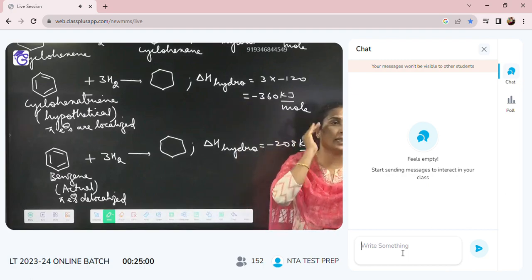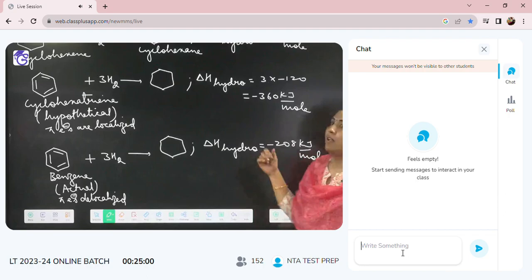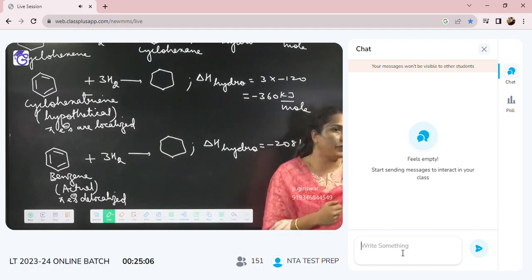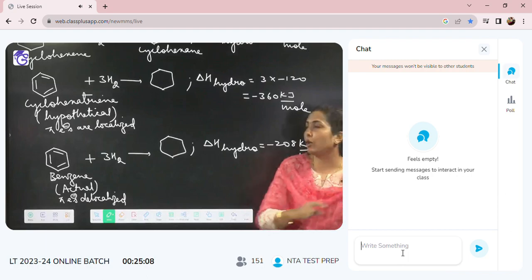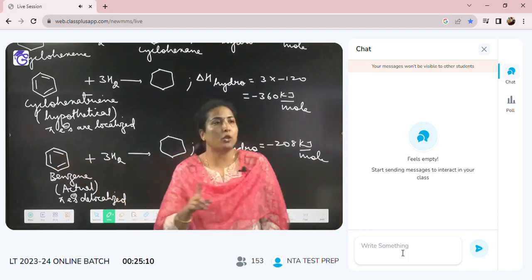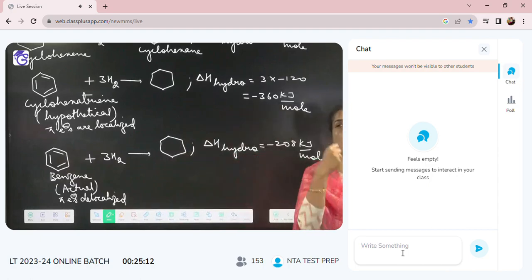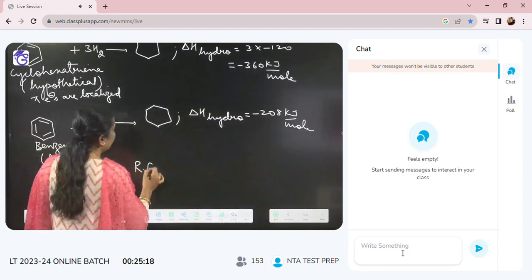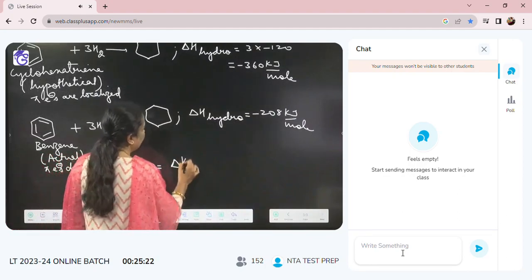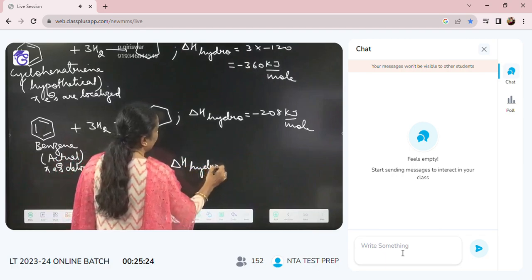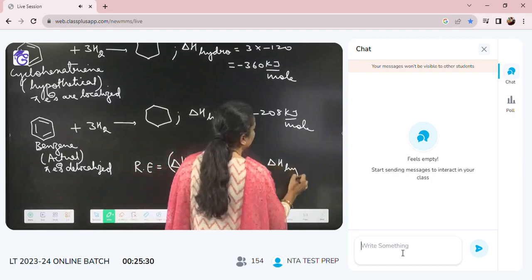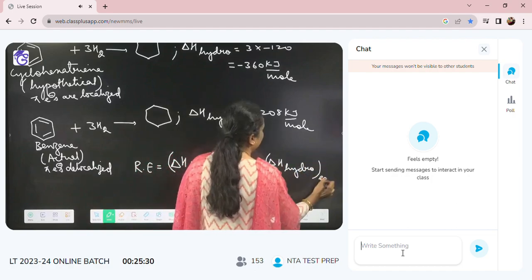Lesser than what is expected, which is 208. Lesser than expected means what? It is already having some stabilizing effect inside it, and that is because of the delocalization of the electrons. And so from there, that concept of resonance or resonance energy came up. So now if I have to find the resonance energy here, I'll be writing resonance energy as delta H hydrogenation, which is calculated, minus the delta H hydrogenation, which is experimental.